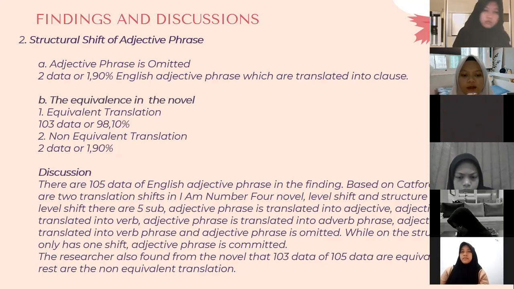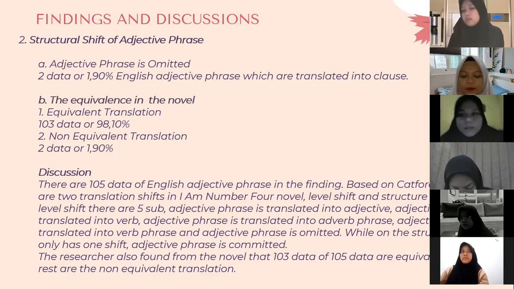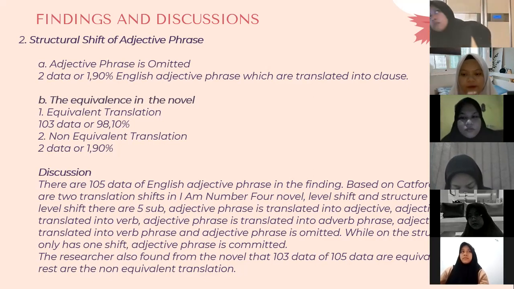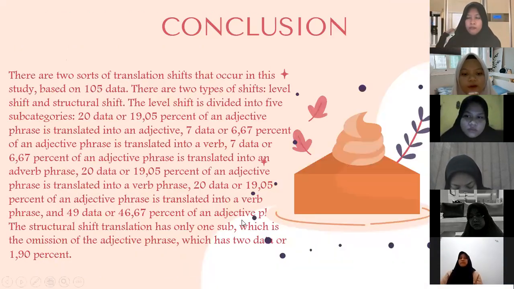The researchers also found from the novel that 103 data of 105 data are equivalent and the rest are non-equivalent translations.